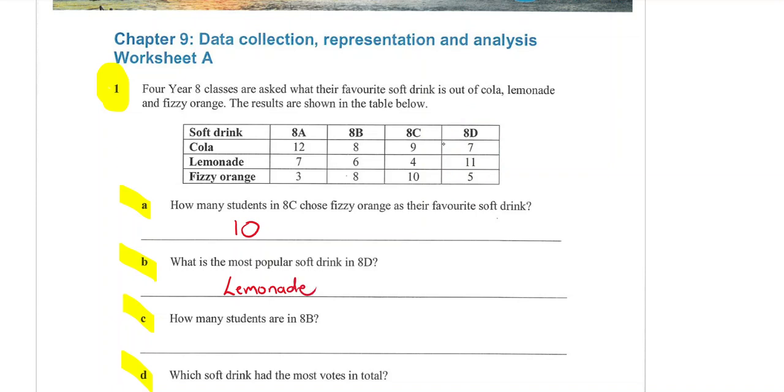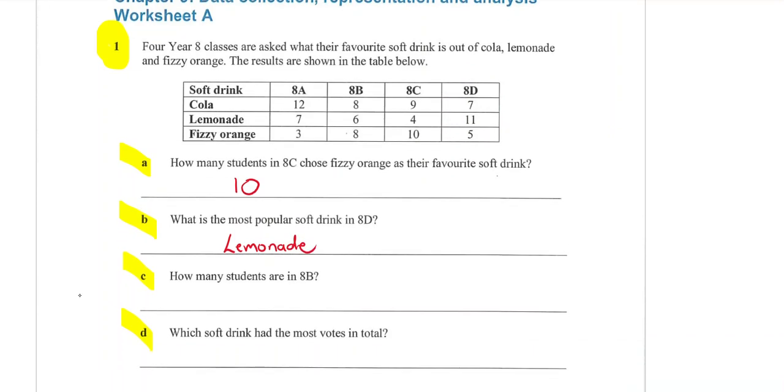How many students are in 8B? So here's 8B. How many students means in total, I need to add those numbers together. So 8 plus 8 is 16, plus another 6 is 22. Which soft drink had the most votes in total? So you probably need your calculator for this, and I want the total number of people that drink cola. So you go that, plus that, plus that, plus that. What does it equal? 36, good.